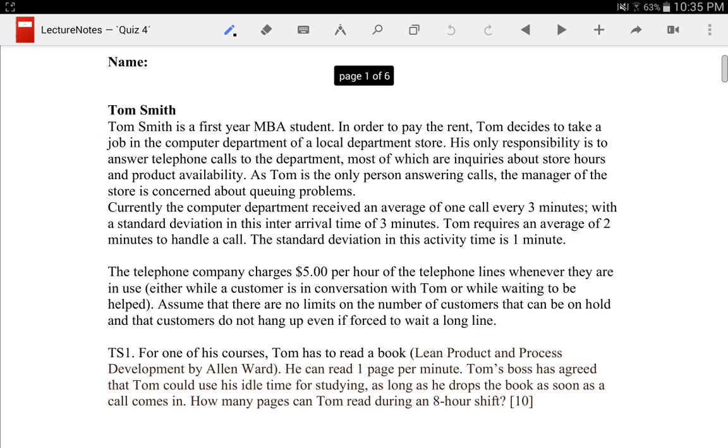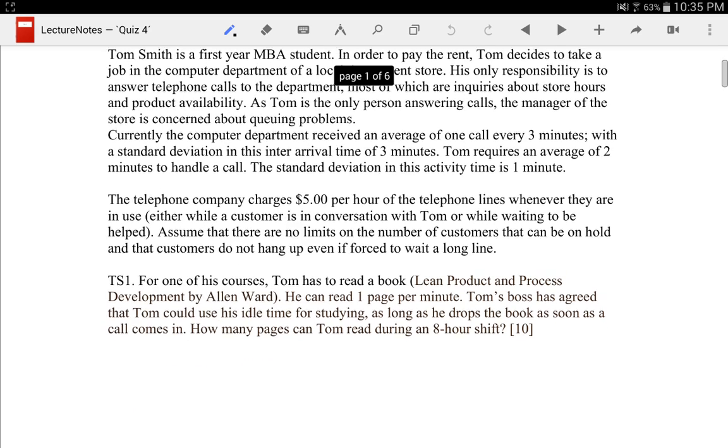Alright, let's get started with the quiz 5. I have a slightly different microphone than I normally have, so I hope the sound is alright.